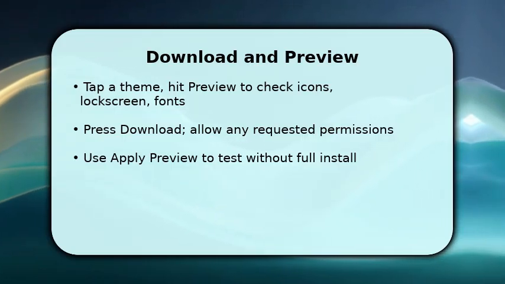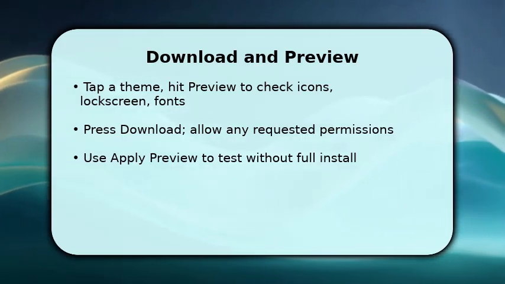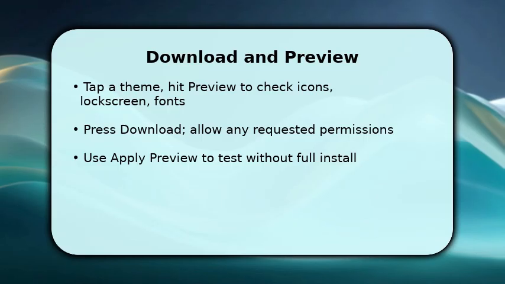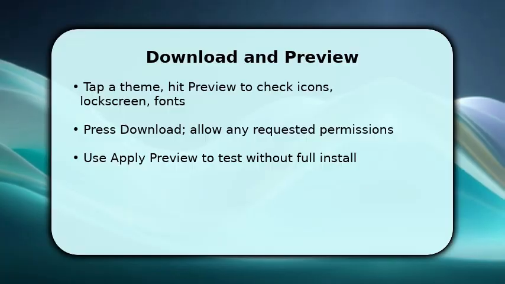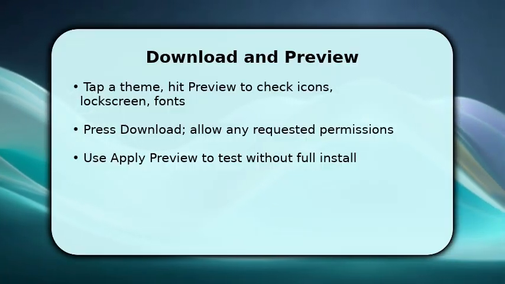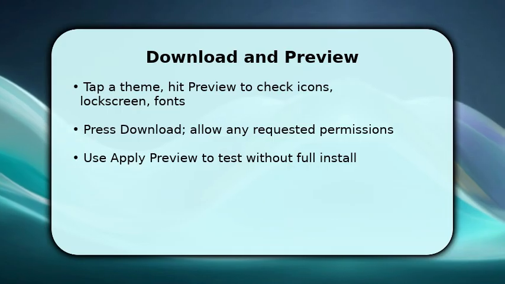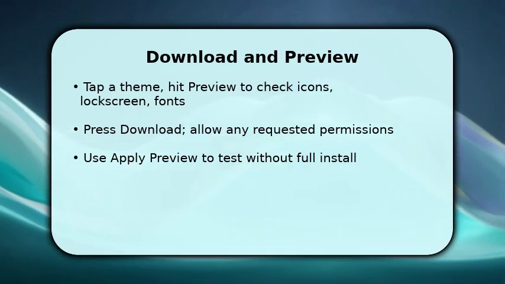Once satisfied, press Download and permit any theme store permissions. These enable replacements for icons and wallpapers. After download, choose Apply Preview to see the effect temporarily. This avoids surprises. If everything looks good, confirm Apply to commit changes.